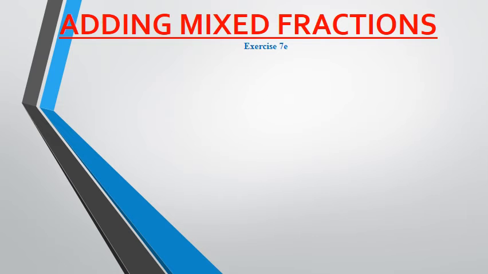Now children, let's come to the next question of this exercise, which is question number 8. So children, here we have the fractions 3 3 by 6 plus 2 5 by 9 plus 2. Now children, 2 is a whole number. So now, since two fractions are mixed fractions, first we have to change them into improper fractions. So what will they become?